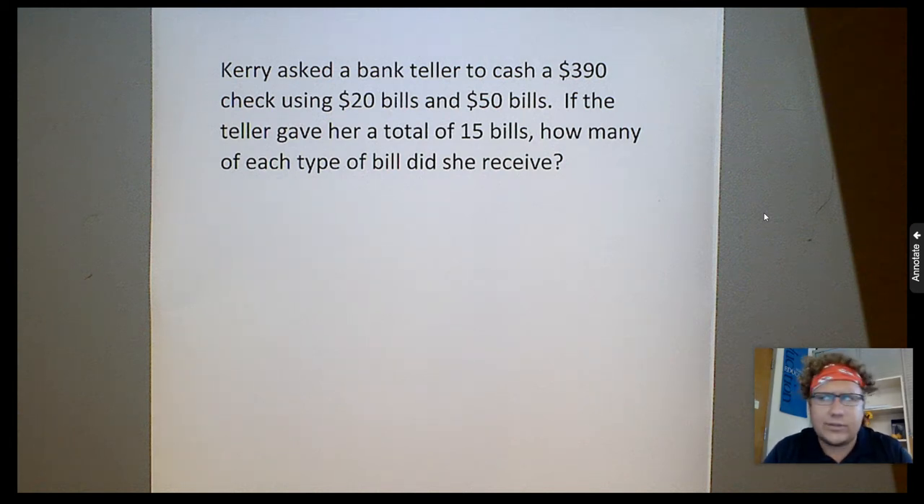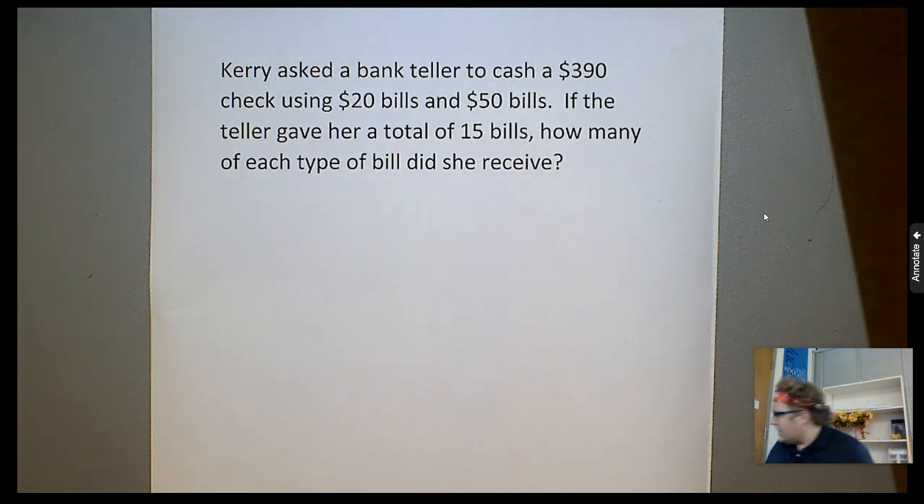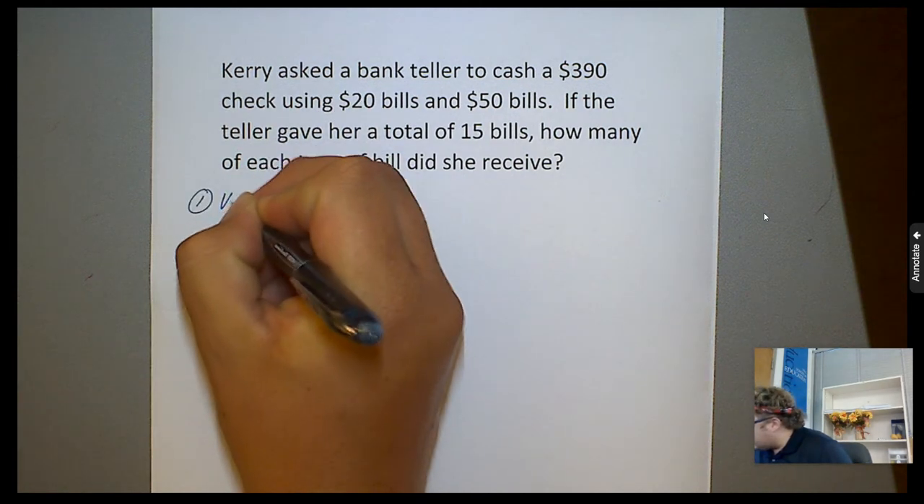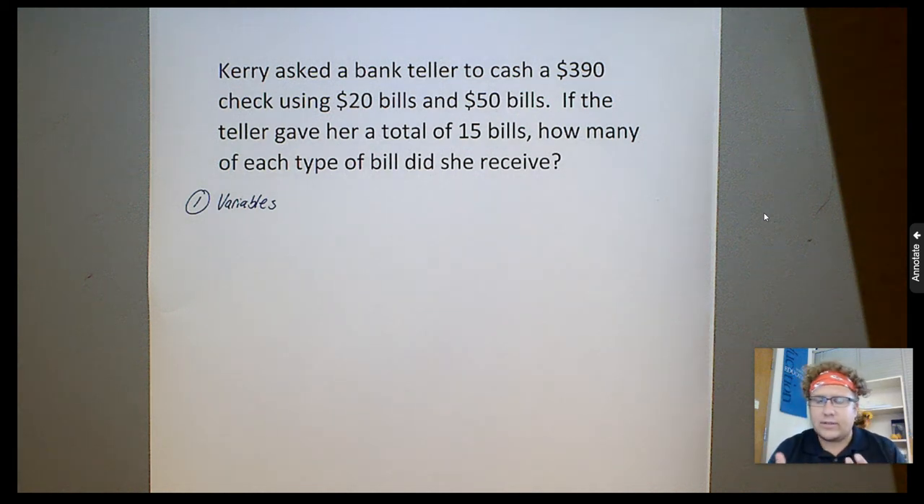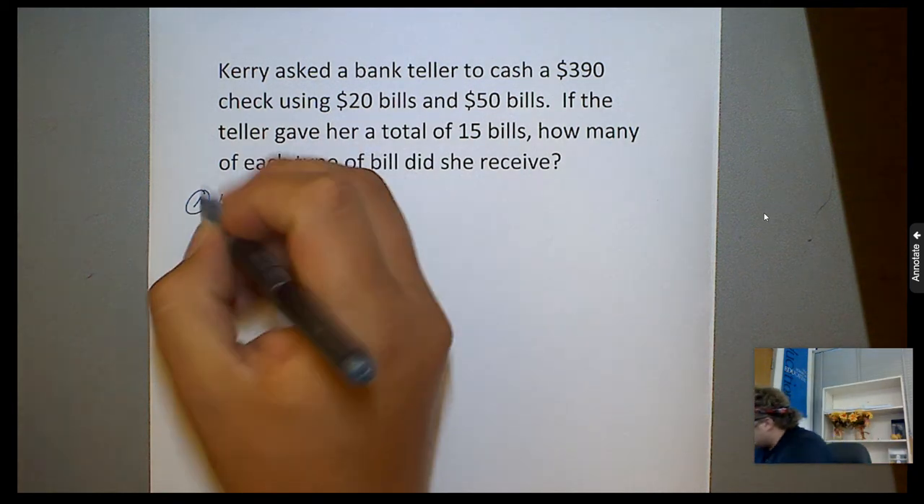It says, Carrie asked a bank teller to cash a $390 check using $20 and $50 bills. If the teller gave her a total of 15 bills, how many of each type of bill did she receive? All right, so the first thing I like to do is figure out what type of quantities have been given to me. And that usually comes in the form of our variables. So as I read this, I see two different types of quantities. I see bills and I see money.